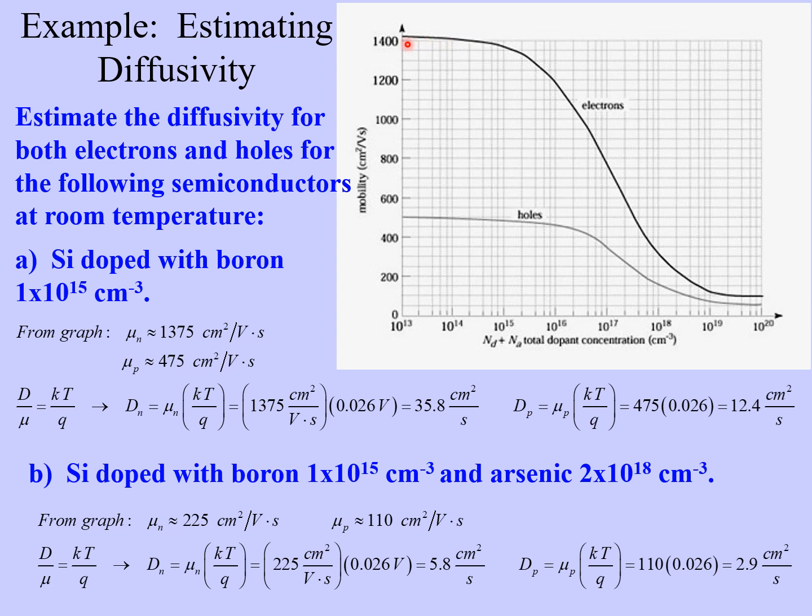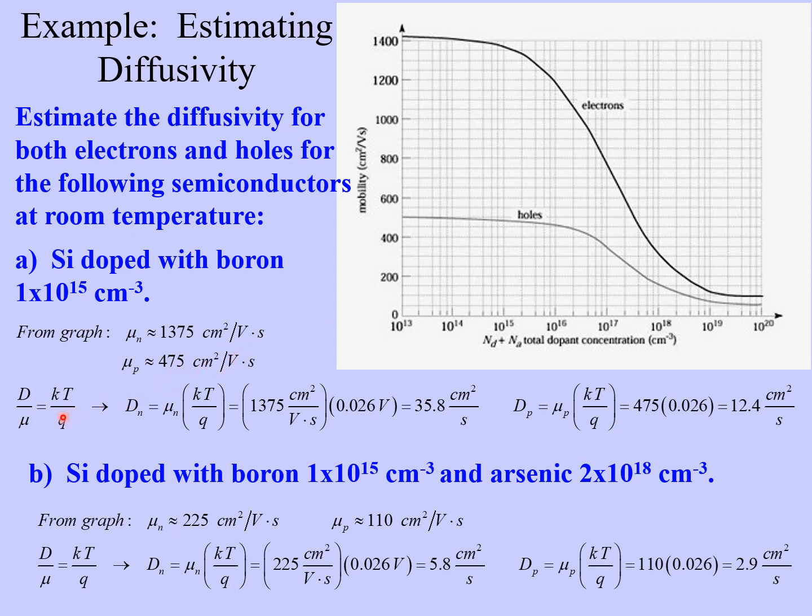Remember, the mobility is really large, around 1400 up here for low doping, and then it drops as the doping increases. So at 1 times 10 to the 15, we're right here. If I trace this up, it's a little tricky to see, but I estimated it as about 1375 for electrons. And for holes, again at 10 to the 15, it's right here, and that's approximately 475.